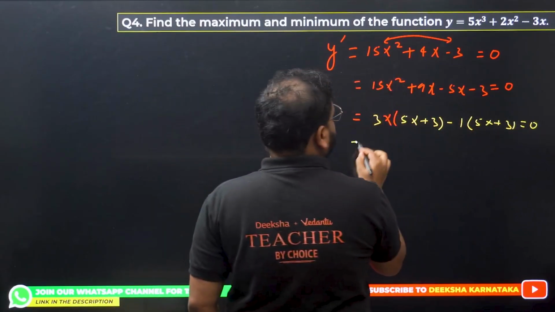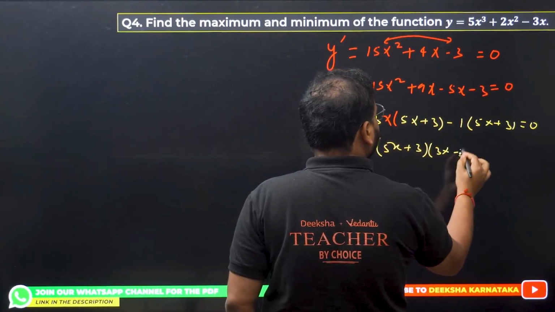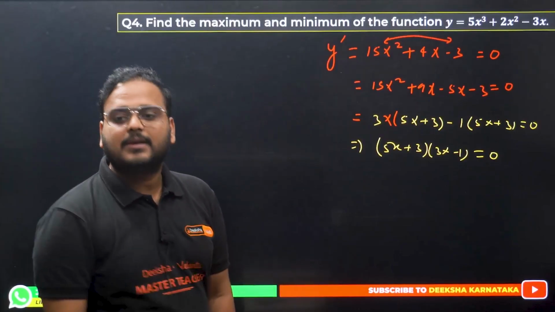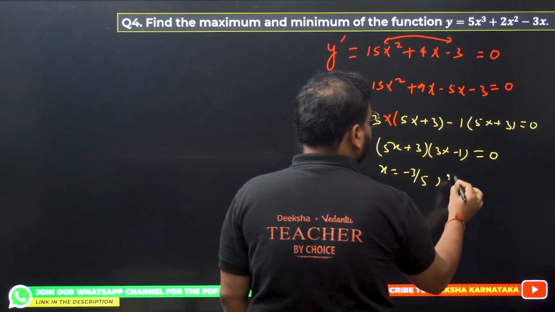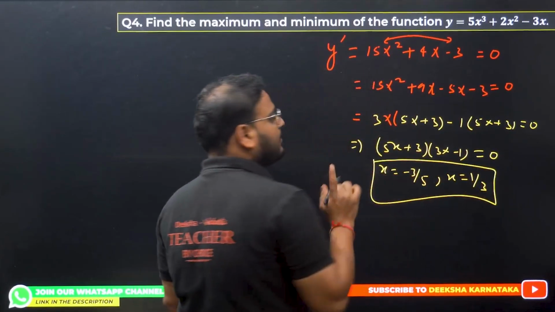My factors are very simple: 5x + 3 and 3x − 1. From here you can get the extrema, the critical points. You get x value as −3/5 and x value as 1/3. These two are my critical points. Step number 1 is done.